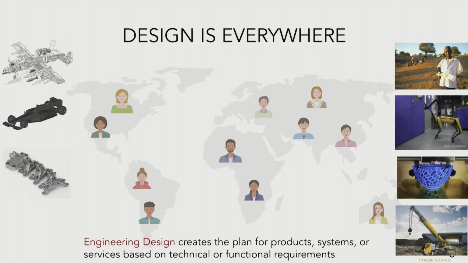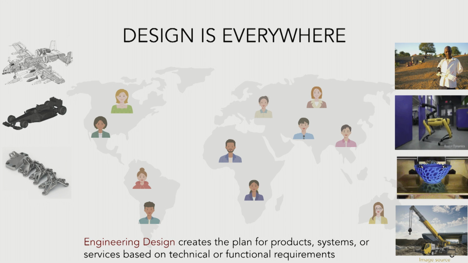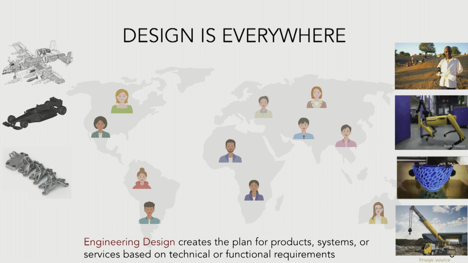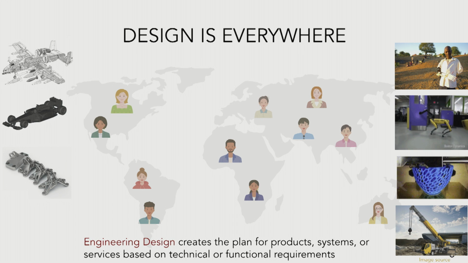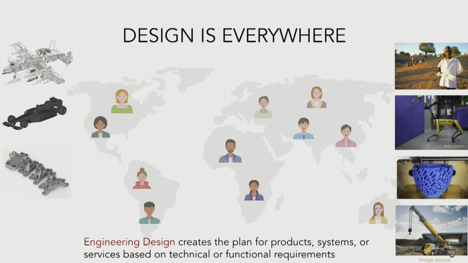Great. So what I'll talk about is engineering design and AI. First I wanted to start with the definition of engineering design. Different people have very different meanings of design. It can mean a lot of different things, from sketches, models, robots, to manufactured products. In general, design is creating the plan for product systems or services based on some technical or functional requirements. And then manufacturing is making a real product out of those plans.